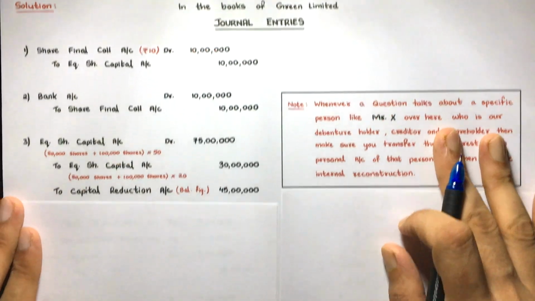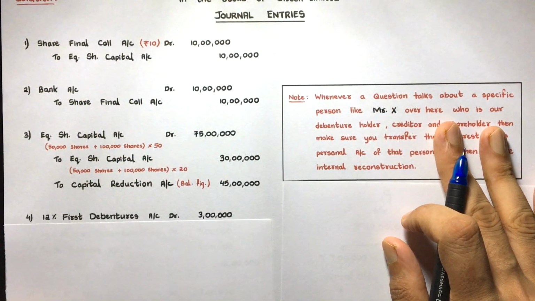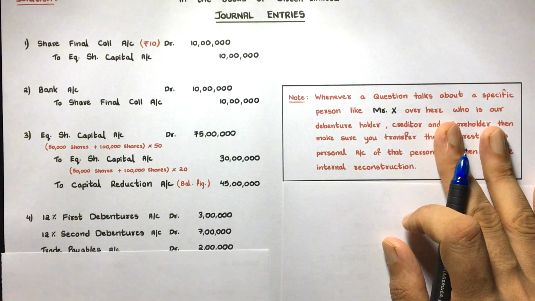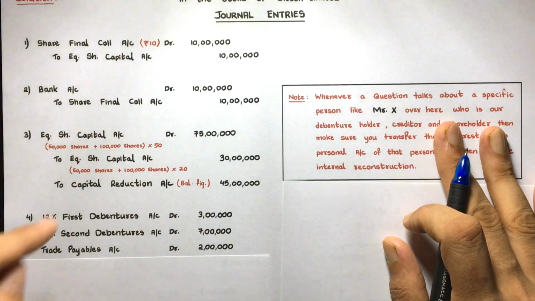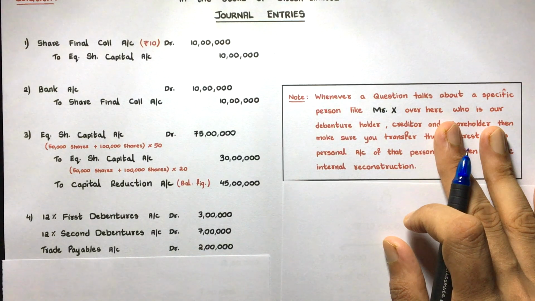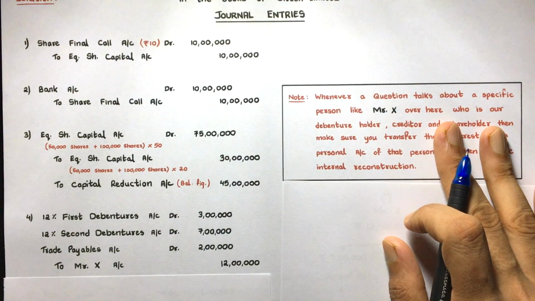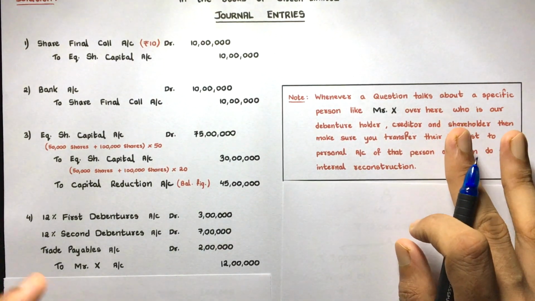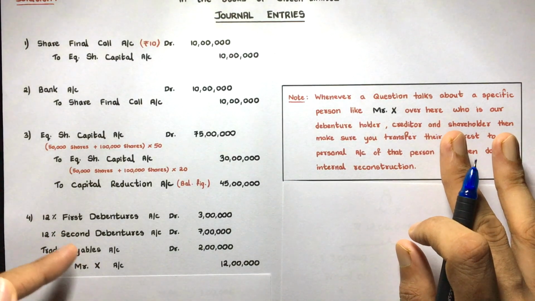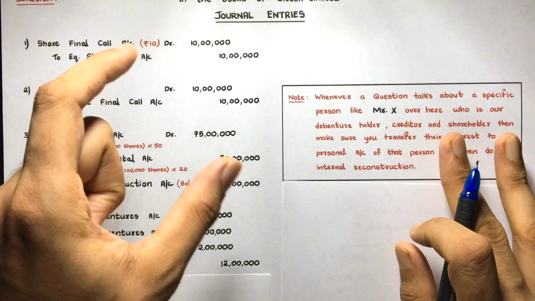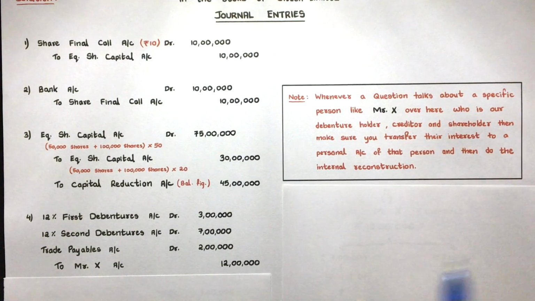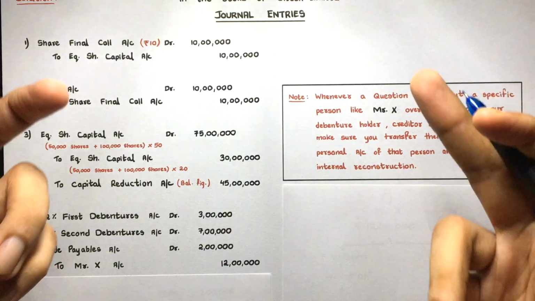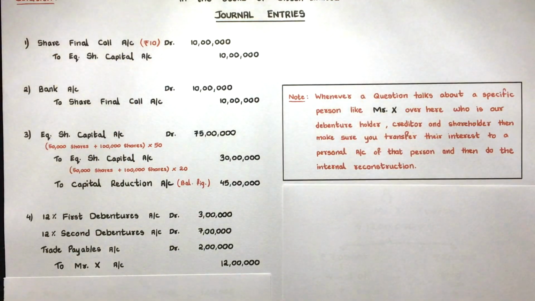Really simple, understand. See, we are going to cancel the liabilities. First debentures, second debentures, trade payables, all these liabilities are due to Mr. X. So we are going to cancel all those liabilities and transfer that liability to Mr. X personal account. Yes, to cancel the liability you have to debit them, right? To create a liability, to increase the liability, you have to credit Mr. X, like this. Now this means by this entry we are accepting that we have to pay 12 lakh to Mr. X. Do you understand?